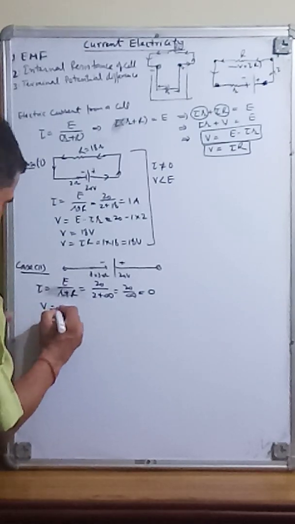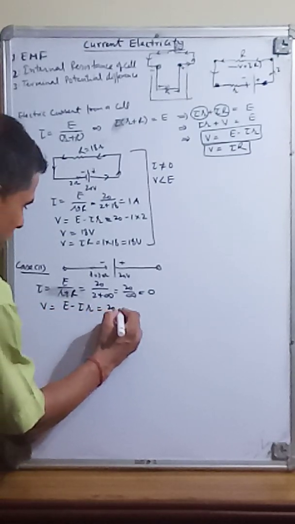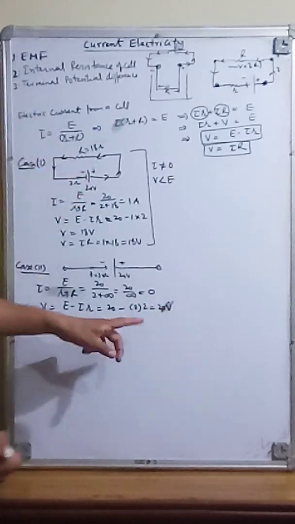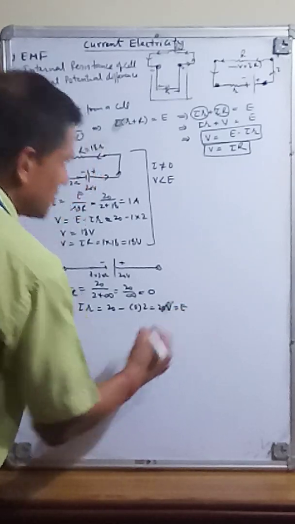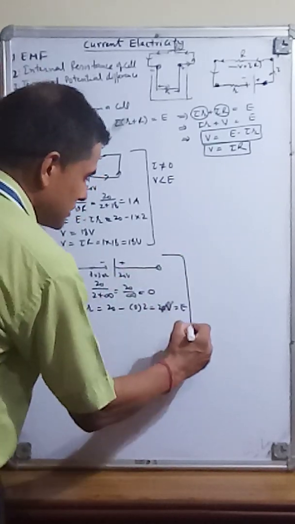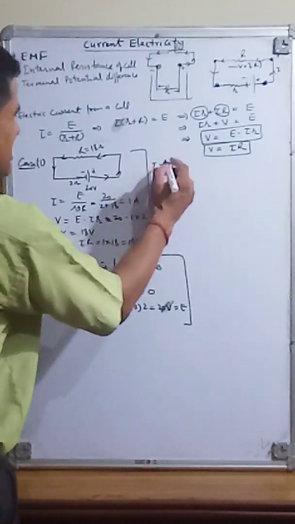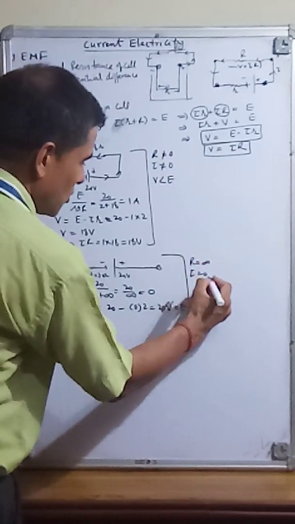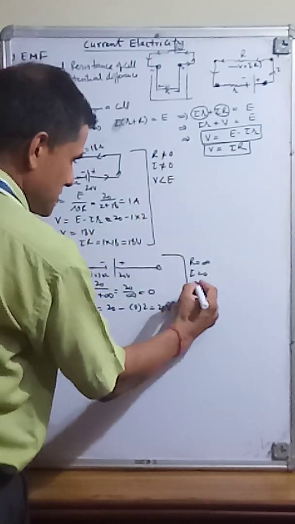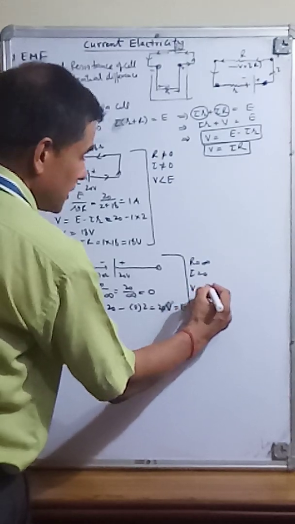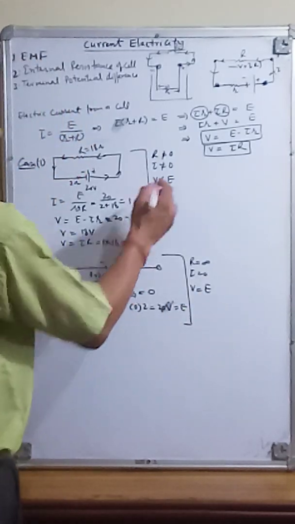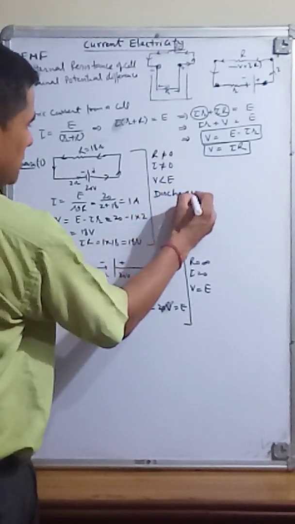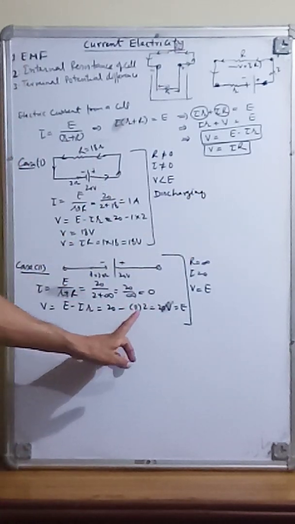Now what is terminal potential? V is equal to E minus Ir. E is 20, I is 0, r is 2, so V is 20 volt. So 20 volt is nothing but the EMF. In this case R is not 0. In the previous case R is infinity, I is 0, and it is called an open circuit. And here V is equal to E. Both are equal, right? In the earlier case, it is called discharging, when current is taken. Here we are not taking current from the cell.